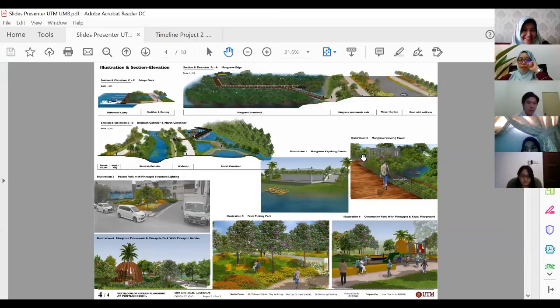Yes. Okay, because this is the first time I heard about Pontian, I saw a lot of pineapple features in the design. So is pineapple a native fruit from the area?